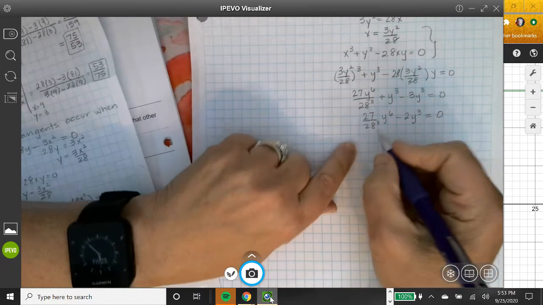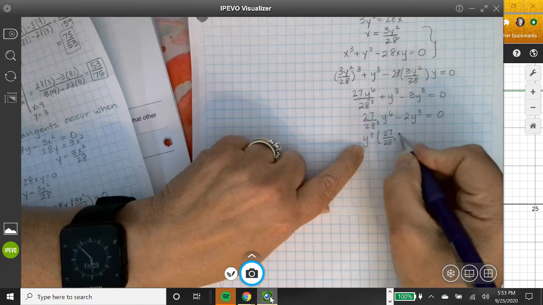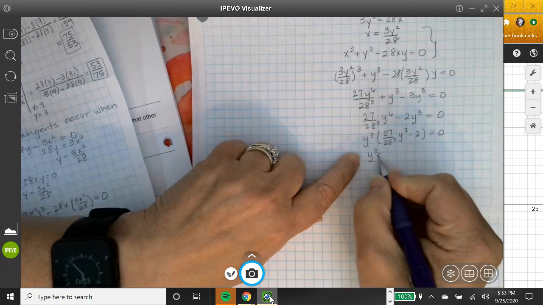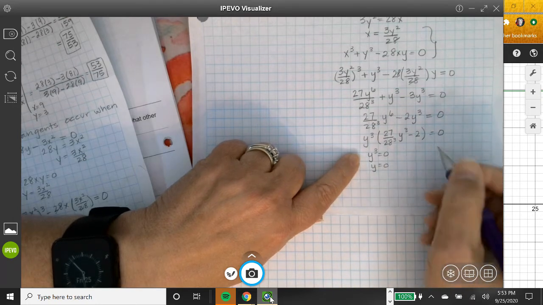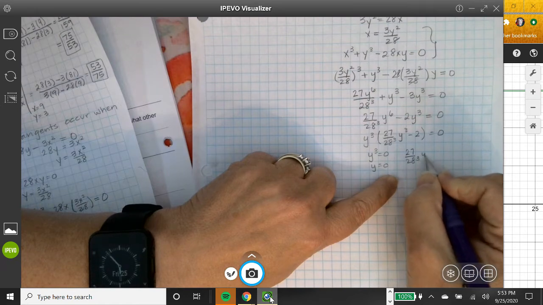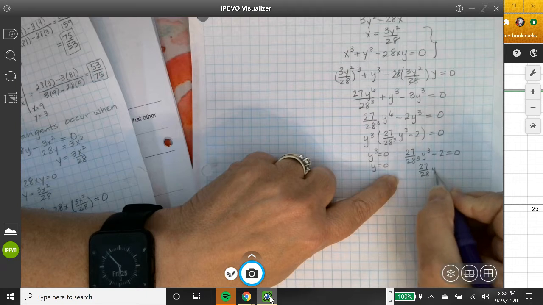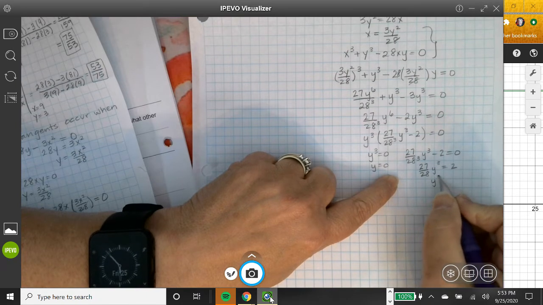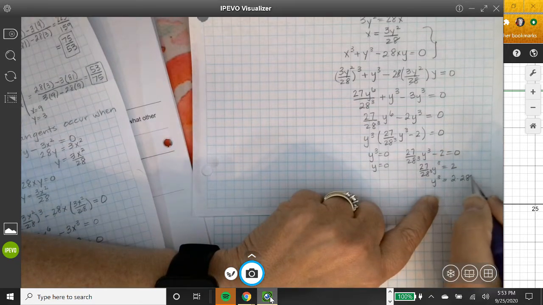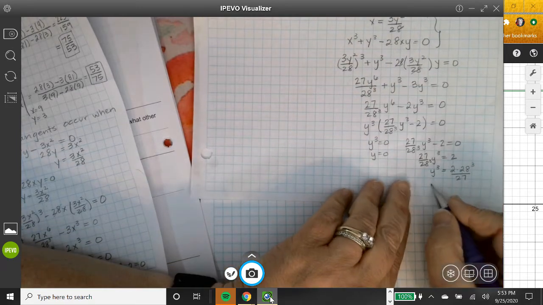Now I'm going to factor out a y cubed, and I'm left with 27 over 28 cubed, y cubed, minus 2 equals 0. I have the same situation, so y cubed equals 0, which means y equals 0, and then I solve 27 over 28 cubed, y cubed, minus 2 equals 0. So y cubed equals 2 times 28 cubed over 27, and I take the cube root of all this madness.